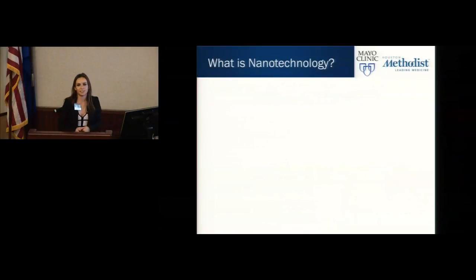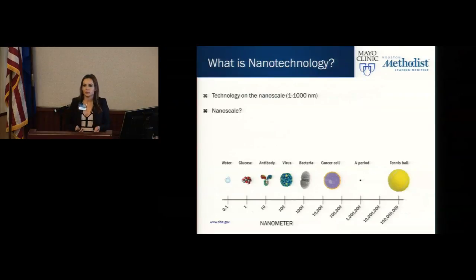What is nanotechnology? Nanotechnology is technology on the nanoscale, 1 to 1,000 nanometers, depending on what definition you look at. And what does it mean to be on the nanoscale? So, for instance, a human cell is 30 micrometers, that's 30,000 nanometers, so a lot larger than what we would consider nanosized. However, the organelles inside the cell are examples of nanosized biological structures. Then, for instance, bacteria, 500 nanometers, and viruses, 50 nanometers, are examples of biological nanoparticles.